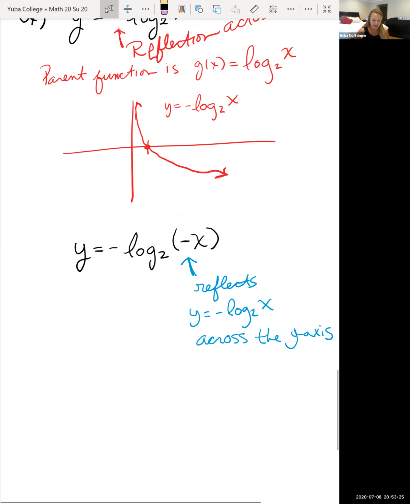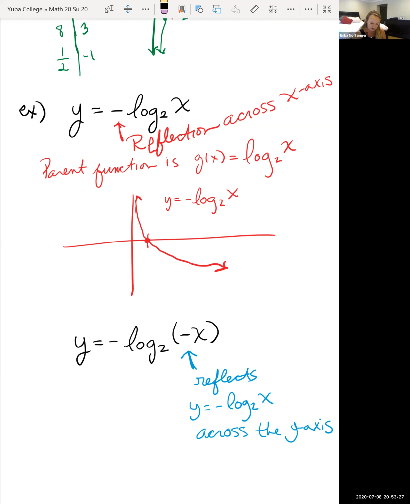So if I take this graph that we just graphed, negative log base 2 of x, and flip it across here, I know what the general shape is going to look like. Pretend it's a mirror image.